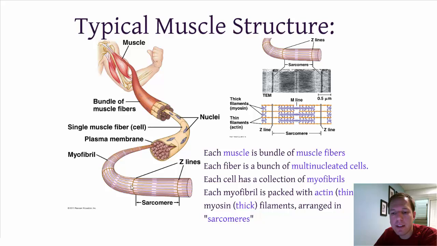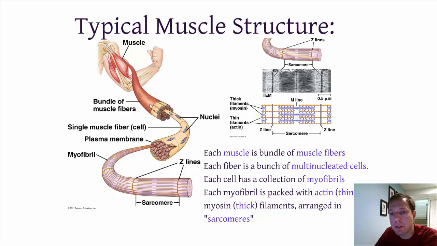So the myofibril, of which you can see there is a cluster in the muscle cell, is then made up of sarcomeres. Now, the sarcomere is going to be what I will refer to as the functional unit of the muscle cell, because this is where the contraction actually occurs. These sarcomeres are chock full of protein, two special proteins, actin, which makes up the thin filaments, and myosin, which makes up the thick filaments.